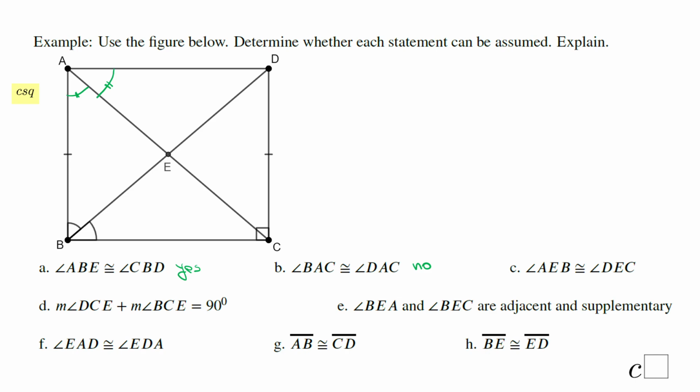Now, later in your classes, you'll learn how to prove if those two angles are congruent. But so far, looking at the picture, we cannot say that. We're going to go with no, we cannot assume. Let's go to part C, which says angle AEB.